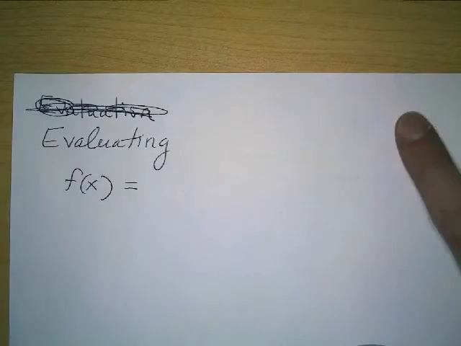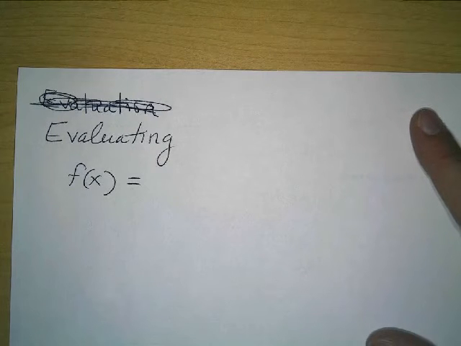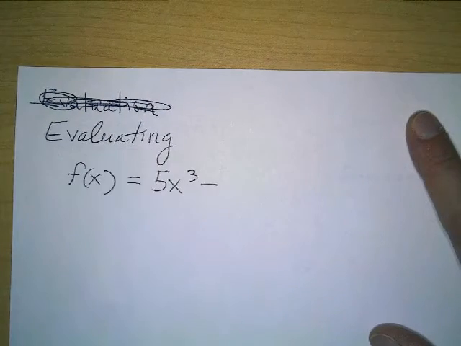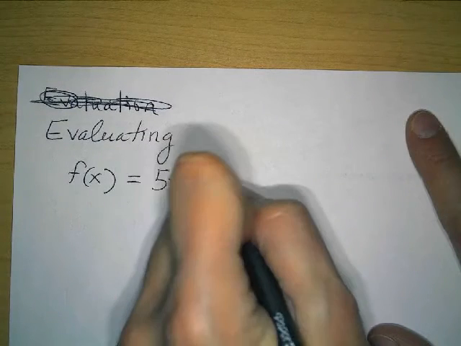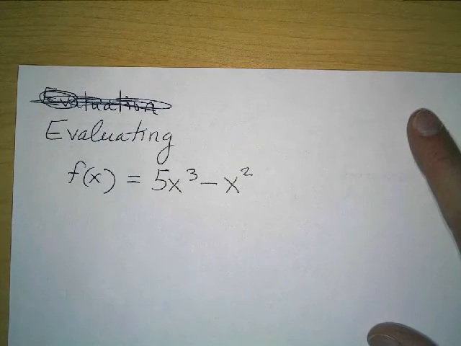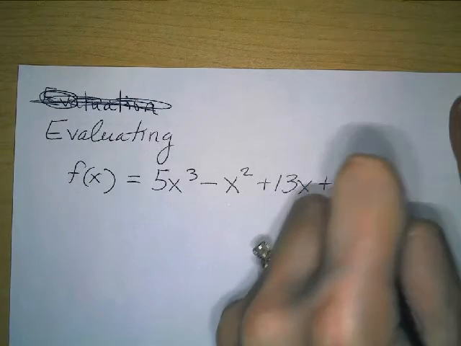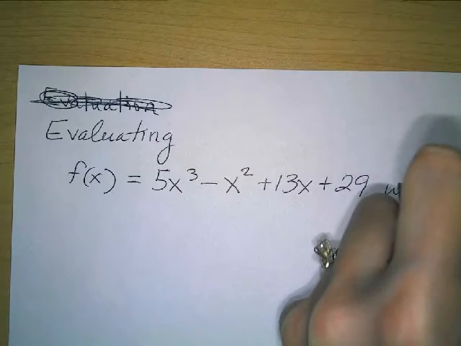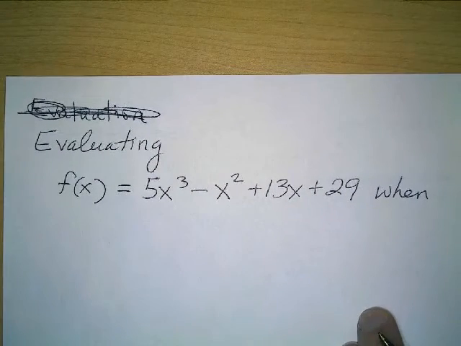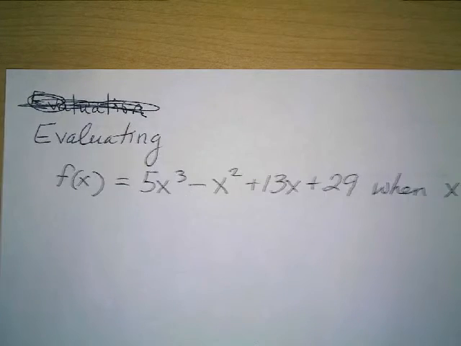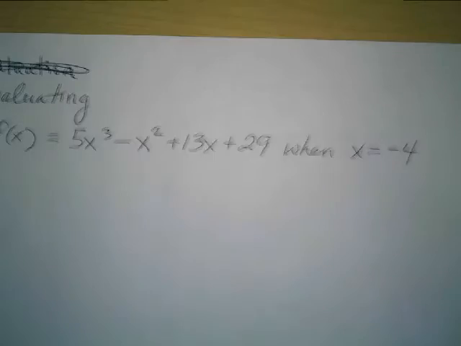equals, and this one says, let's get the equation written out, 5x to the third minus x squared plus 13x plus 29. So they say to evaluate this when x equals -4. All right, let's get this all set up so you can see it.